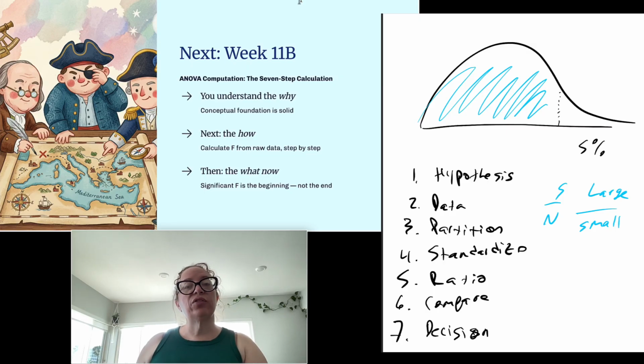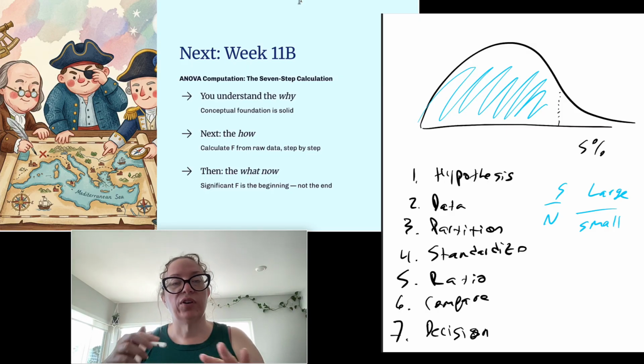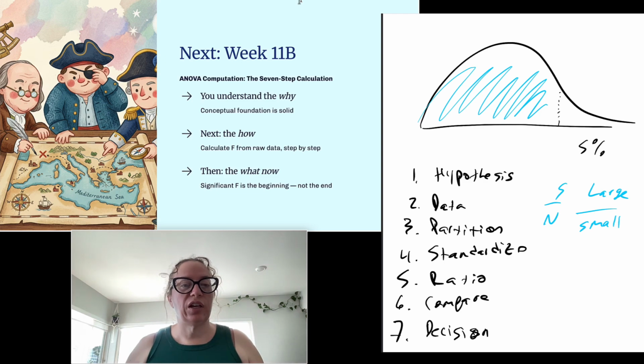And then in the lecture after that, we're going to talk about what the results mean, because getting a significant F is not the end of the story. It's kind of the beginning of the story. So for now, just sit with this conceptual foundation. Make sure that you understand why we use ANOVA instead of multiple t-tests, what the F ratio represents, why the F distribution looks the way it does, and what it means if F is large versus small. Okay? And then next time we'll calculate.